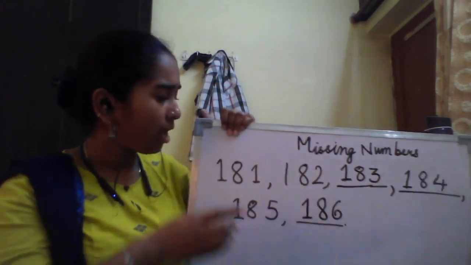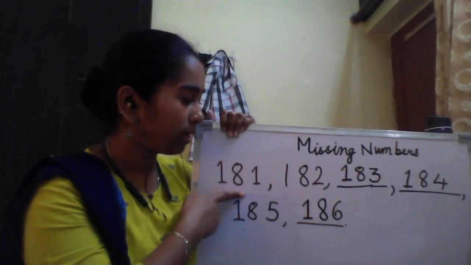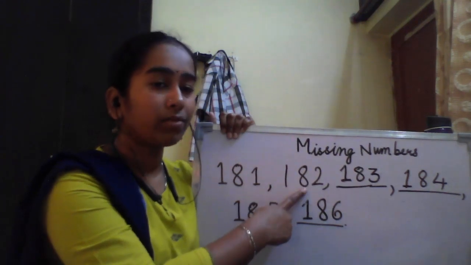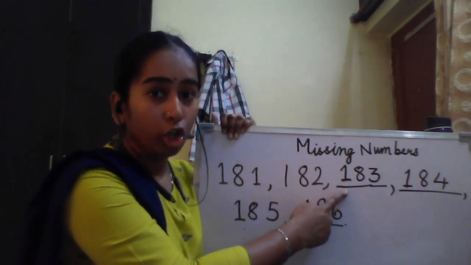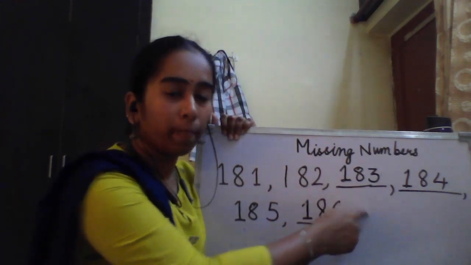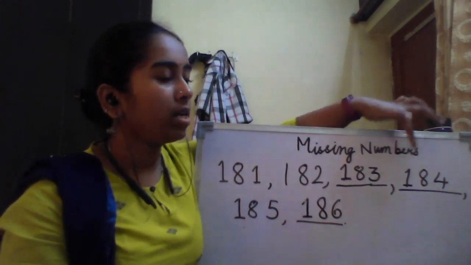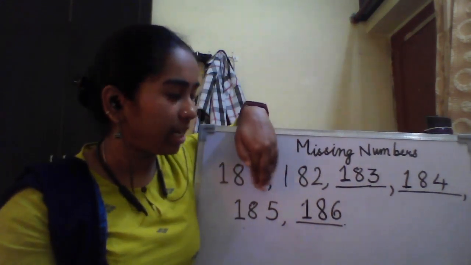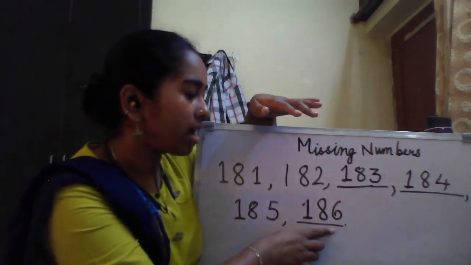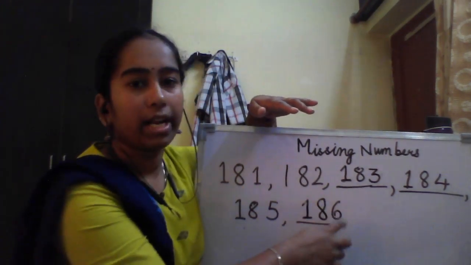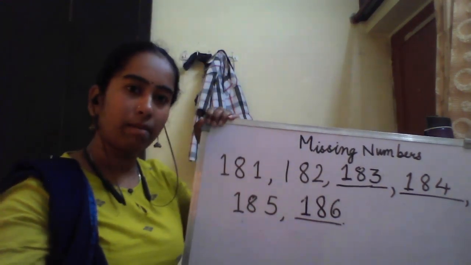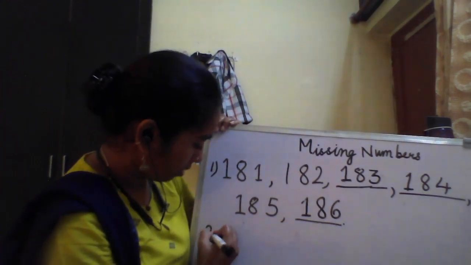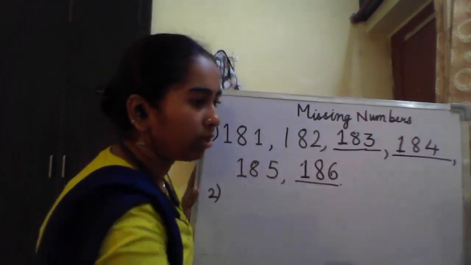Okay. Say we have 181. What comes after 181? We have 182 written here. What comes after 182? We had a dash, so we have written 183. What comes after 183? 184. Okay. Now what comes after 184? 185. After 185 we had a dash, so we have written 186. Simple. You know the missing numbers, right? Number 2. Okay. So can you do it with me?